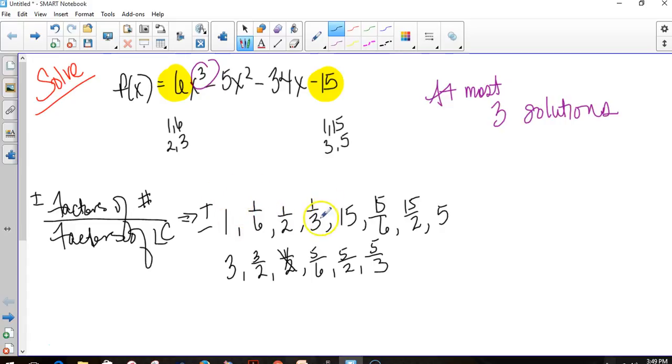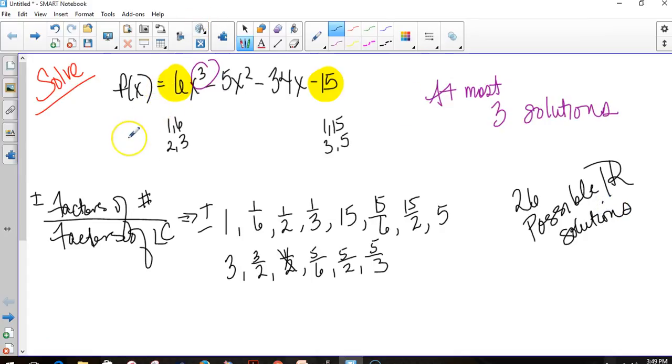I have 1, 2, 3, 4, 5, 6, 7, 8, 9, 10, 11, 12, 13. So really 26 possible real solutions. So if this guy that I graph, this f of x, he's going to cross the x-axis. If he crosses the x-axis anywhere, it's going to be at one of these numbers. So what do you do if you want to find out which one it is? Well, we have a calculator, and so that's going to help us out a little bit.